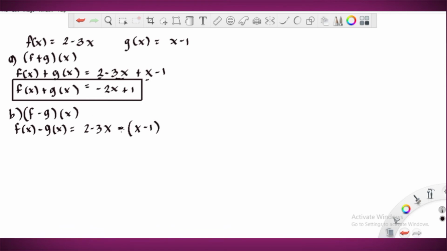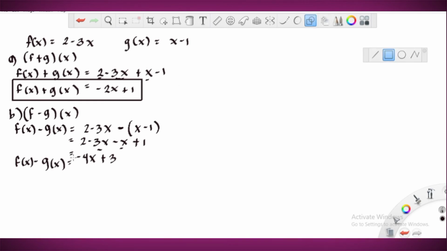Let us first distribute the negative sign dito sa ating x minus 1. So, this will become 2 minus 3x. X will become negative x. And then, negative 1 will become plus 1 when we distribute the negative signs. And saka po natin i-add, combine like terms. So, unahin natin muna yung x. Negative 3x minus x, same sign, so kailangan natin i-add. The answer is negative 4x. And then 2 plus 1, that is equivalent to 3. Therefore, f of x minus g of x is equal to negative 4x plus 3.